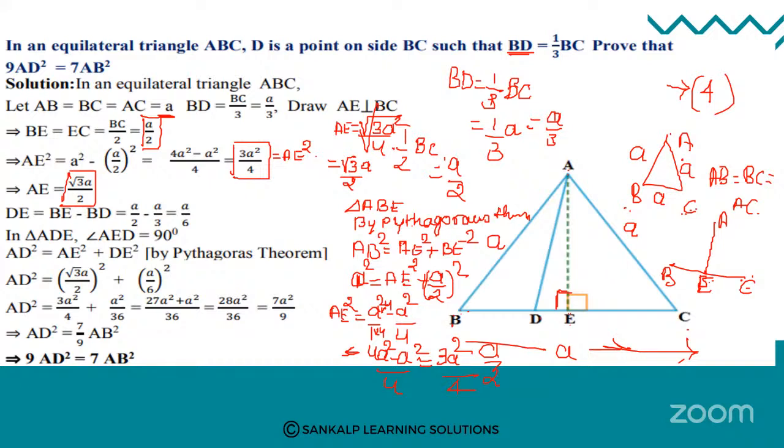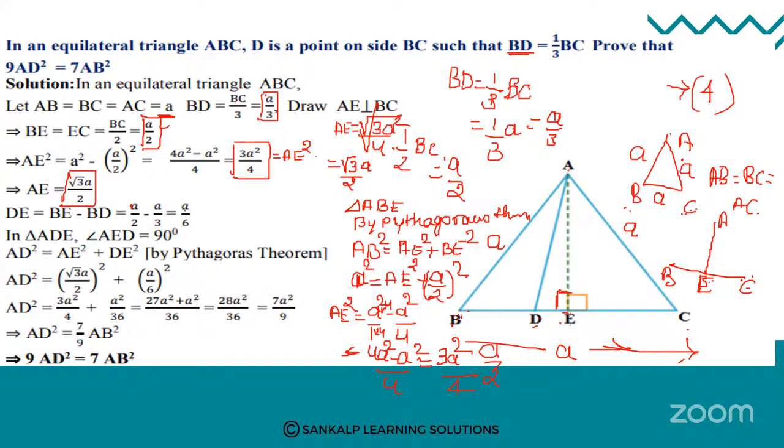Now, DE is equal to... Okay, so we have found AE here. Next is DE. So DE can be calculated by using BE minus BD. How do we calculate DE? If we do BE minus BD, we get DE, right? So BE minus BD is equal to, what is the value of BE? BE is A by 2. We know the BE value is A by 2, here it is. BE is A by 2 minus BD value is A by 3. See, BD value is A by 3.